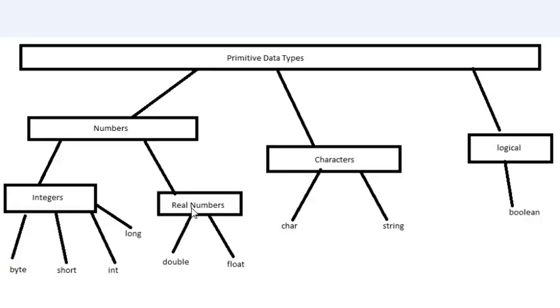Moving on, we have real numbers. Real numbers are anything that can hold a decimal value. We have double and float. Double is a 64-bit data type, and it's a 754 floating point, which may not mean much to you, but what that basically means is that it can hold a really long decimal, and a float is a variant of the double.